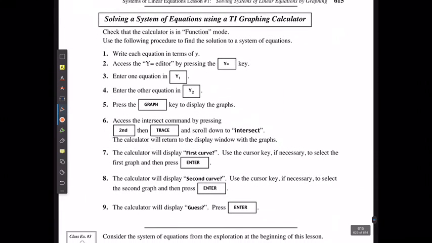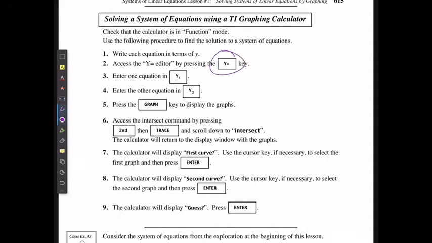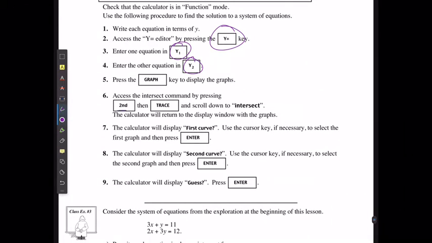If I'm solving using a TI graphing calculator, I'm going to put in the y equals and put in both of my equations that I have substituted in. I'm going to put y1 equal to my first equation, y2 equal to my second equation. Then when I'm in the graph, I'm going to do the second trace and find the intersect point. So when I do that intersect function, it's going to look for where the two meet.